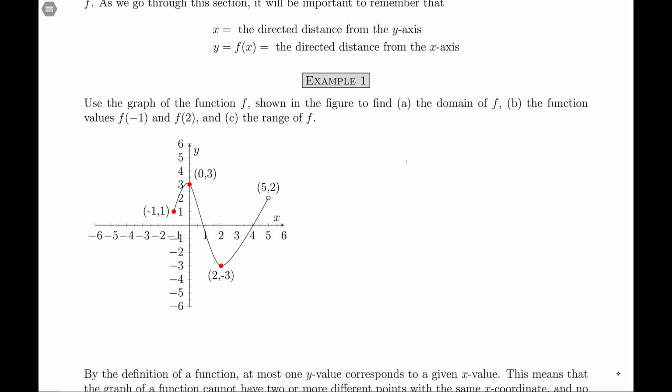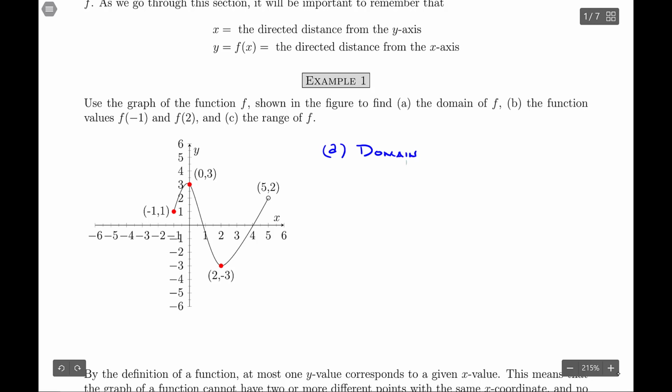For the first thing we want to look at, example 1, we're looking at this graph and we want to find the domain of the function. We want to find the function values at f of -1 and f of 2, and then we also want to look at the range of the function. When we're looking at a graph and we want to evaluate the domain, the first thing we look at is the domain.